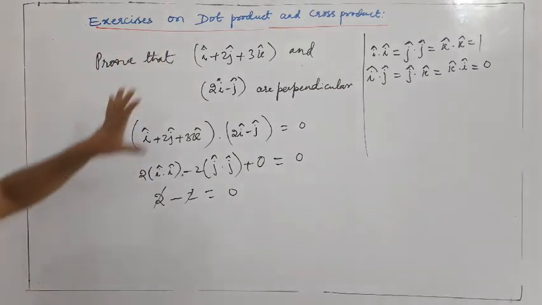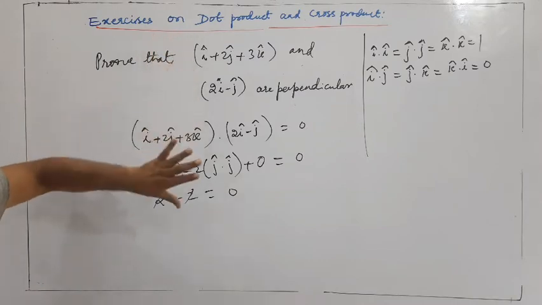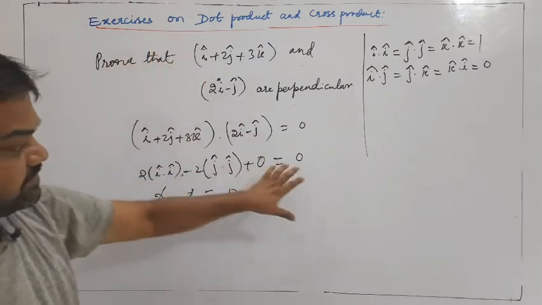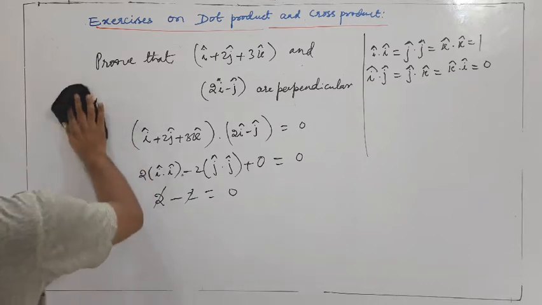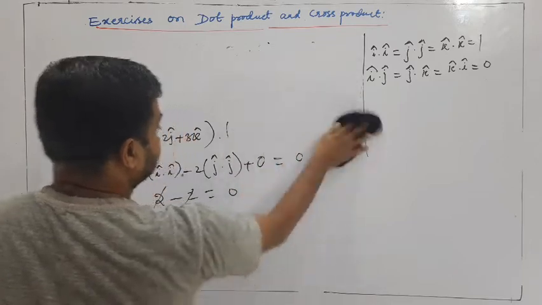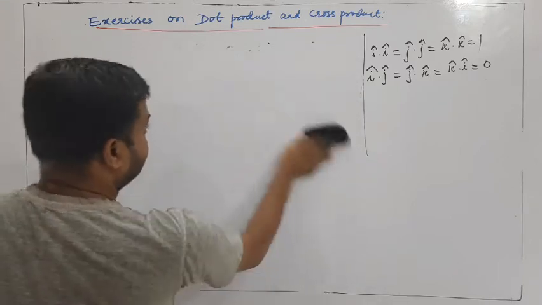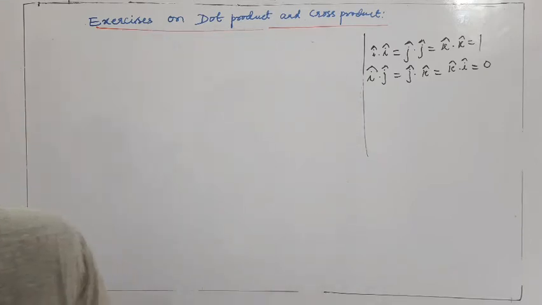How can you prove it? These two vectors are perpendicular, meaning the dot product of these two vectors must be equal to 0. Okay, write it now. One last problem we will do here for dot product. After that, we will go for cross product.